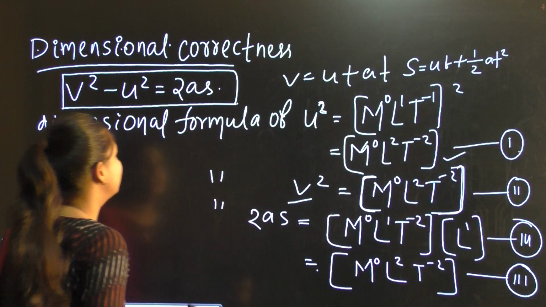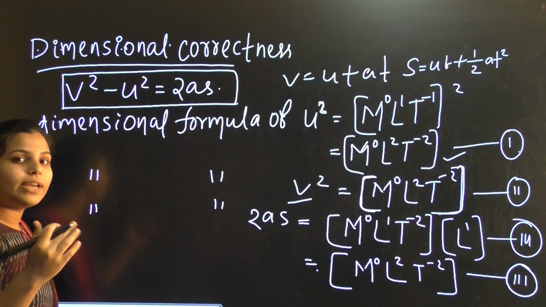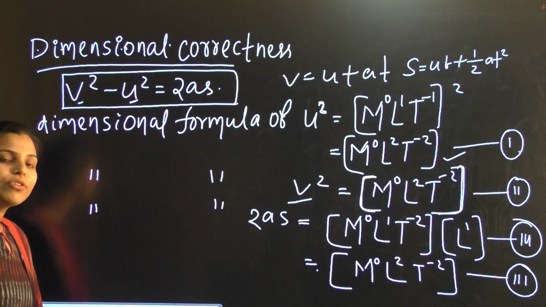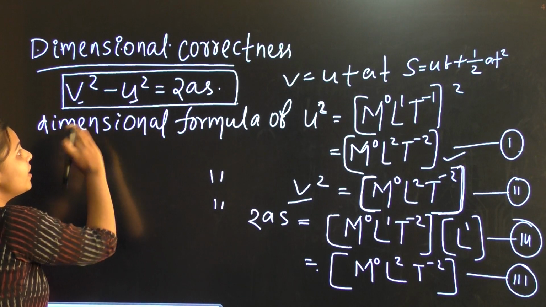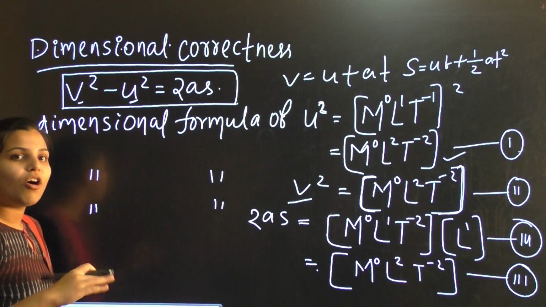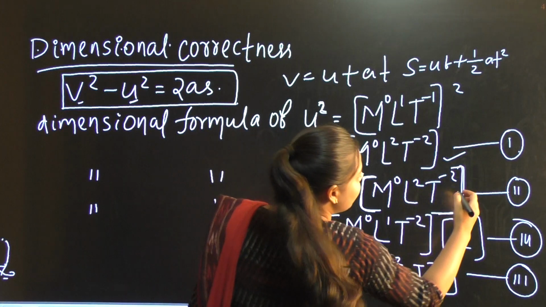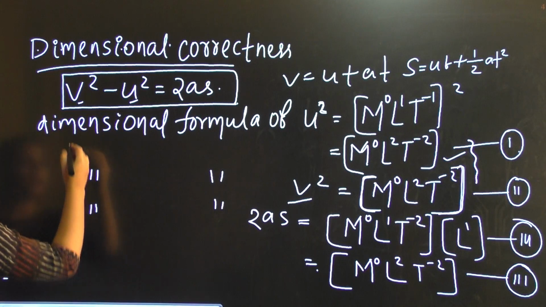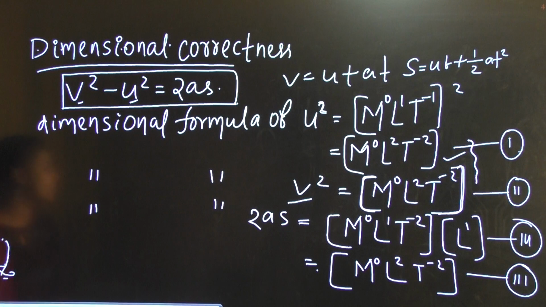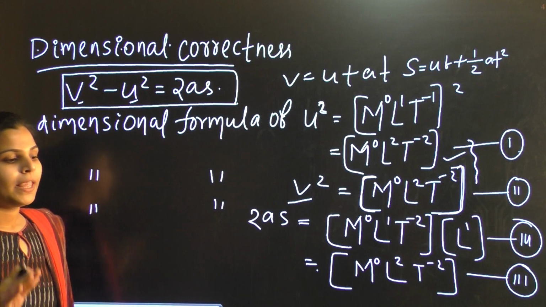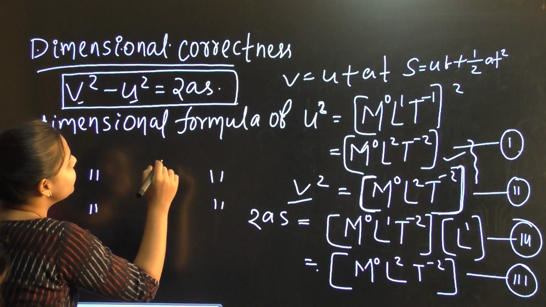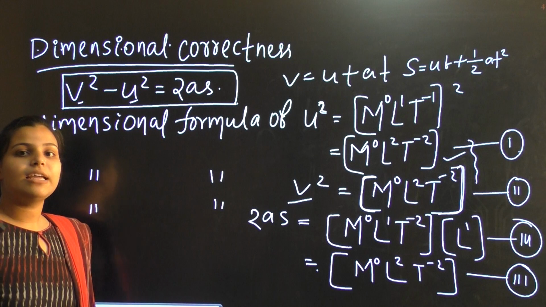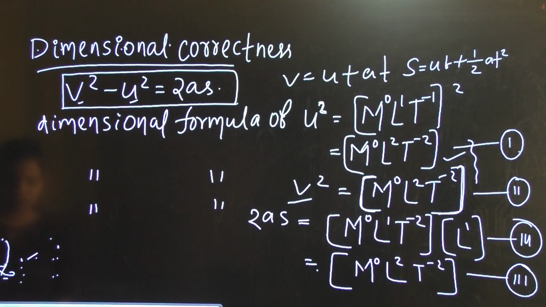Now the addition or subtraction of these two is only possible when the dimensional formula of V square is the same as the dimensional formula of U square. If their dimensions are the same, then they can be added or subtracted. So after the subtraction, the dimensional formula is the same. So the left side of the dimensional formula is equal to the right side, and from this we got to know that this equation is dimensionally fully correct. Now move to the next part.